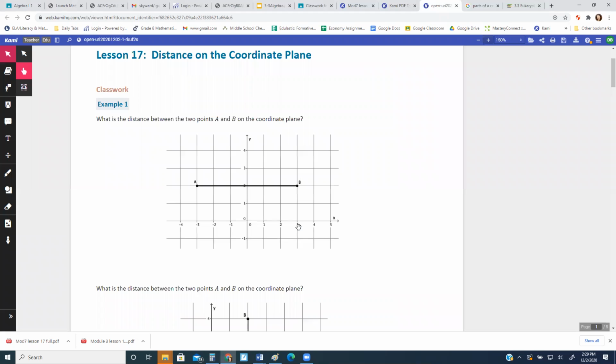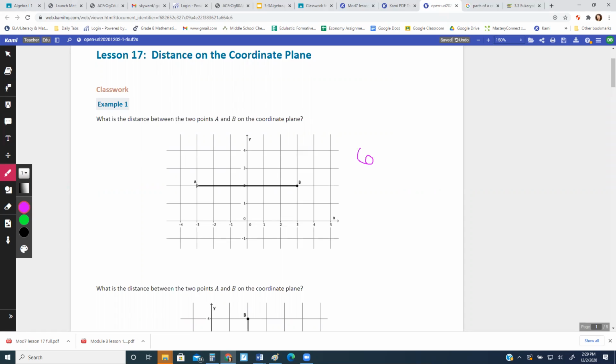This is not 3 units long, right? Because it doesn't start at 0. So I have two options. I can either count 1, 2, 3, 4, 5, 6. Okay. So I know that it's 6 units long.